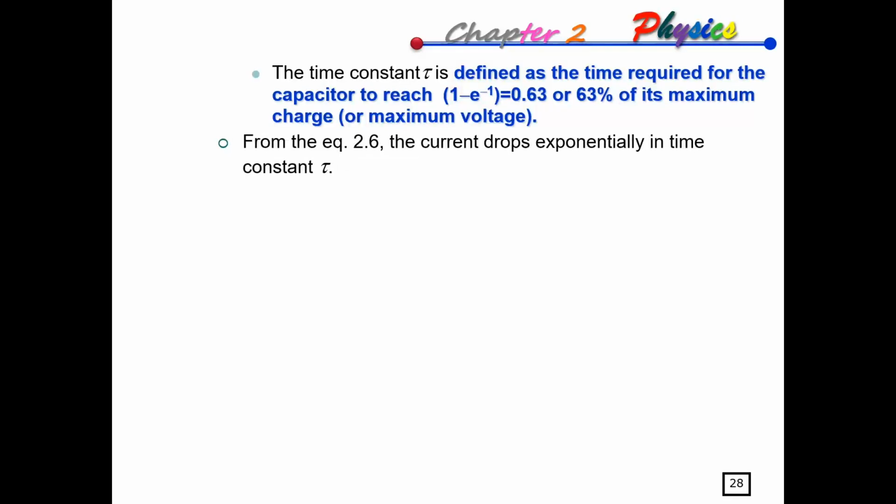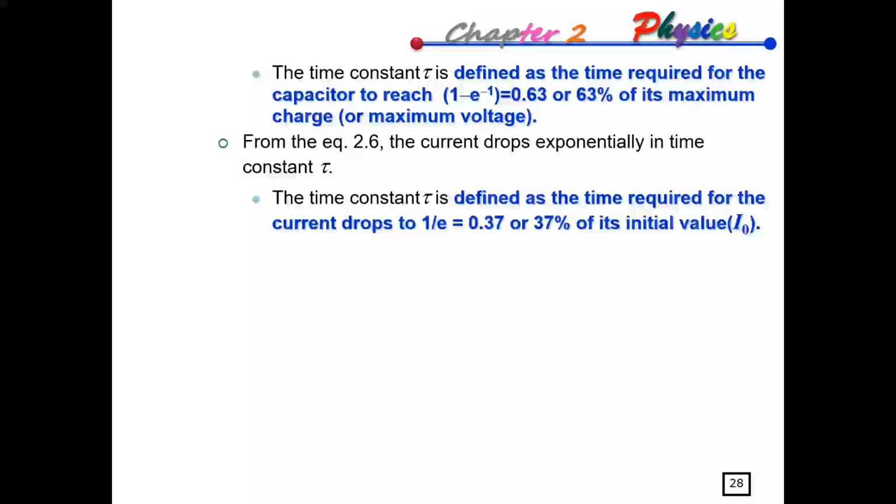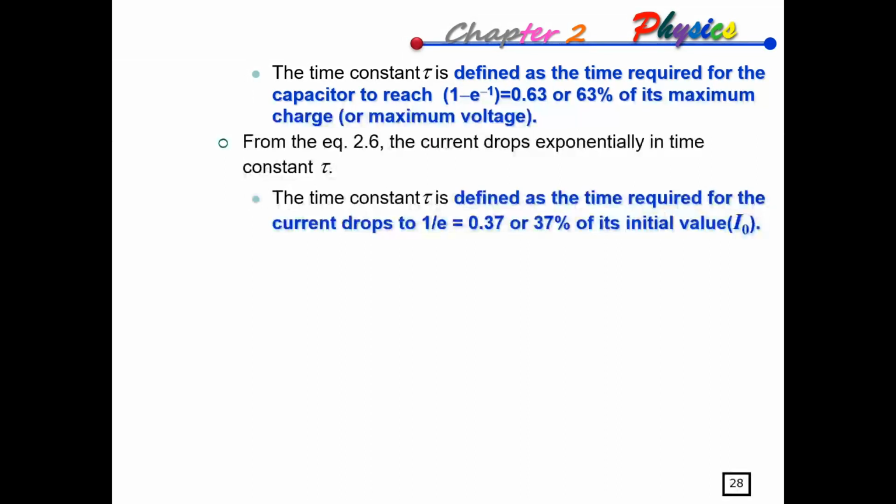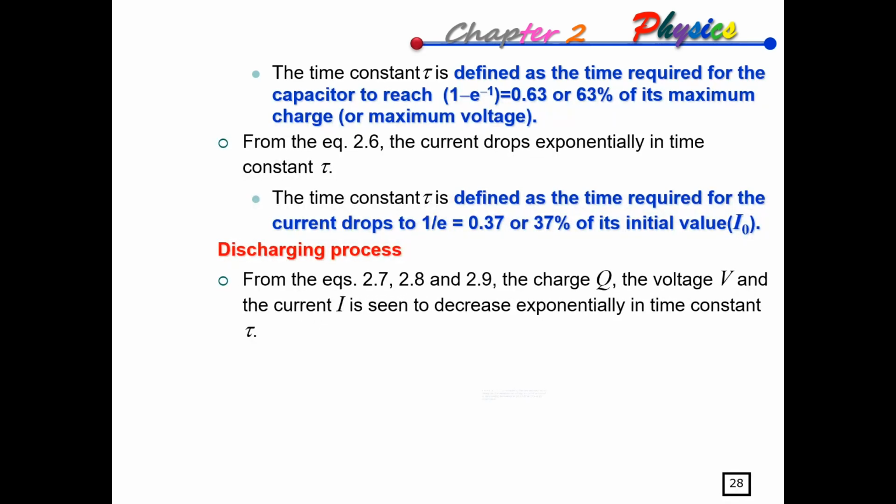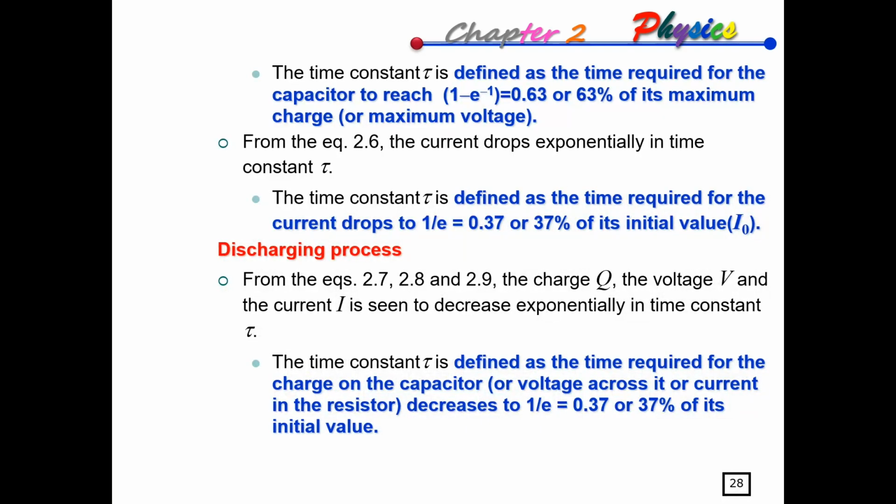Now we will go to the definition of time constant tau. Time constant tau actually has two types of definition, for the charging process and also for the discharging process. The first point here is the definition of time constant during the charging process, where time constant tau is defined as the time required for the capacitor to reach 63% of its maximum charge or maximum voltage. All the time constant definitions here actually came from the graph that we discussed earlier.